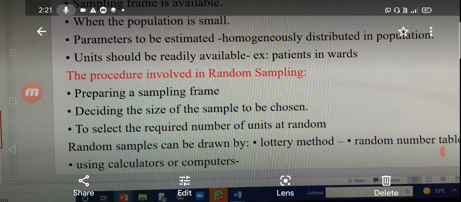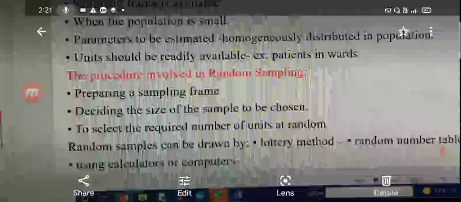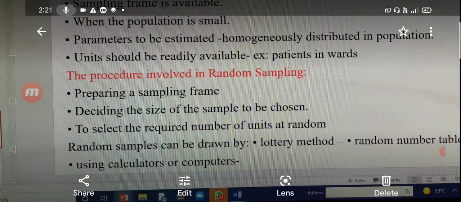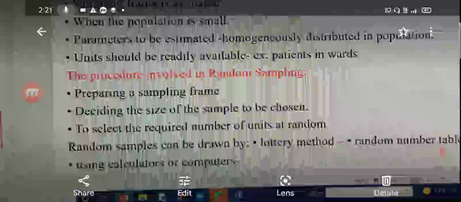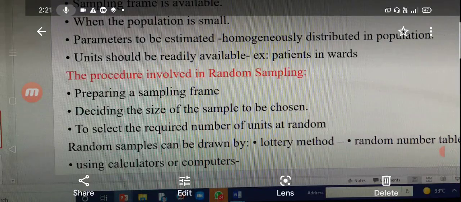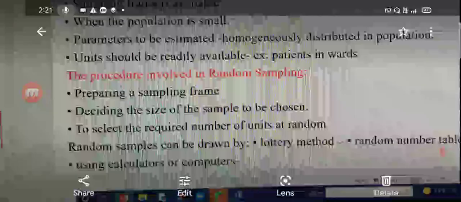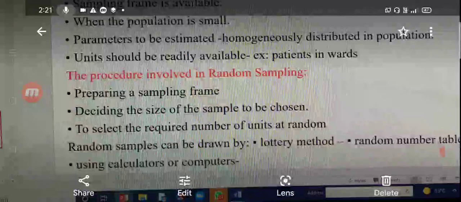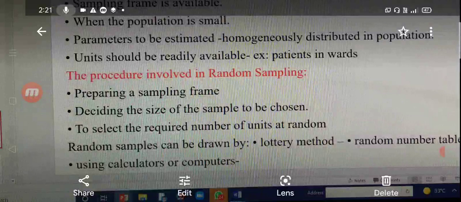deciding the size of the sample to be chosen. So, here the size, if we want to take 10 members from the 100, we can select each and every 1, 10, 20, 30, 40. If we want to select more than 10, we have to follow another framework. If we want to take more than 10 members as our respondents, we have to follow another method.